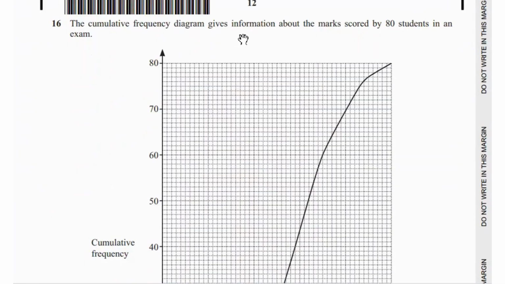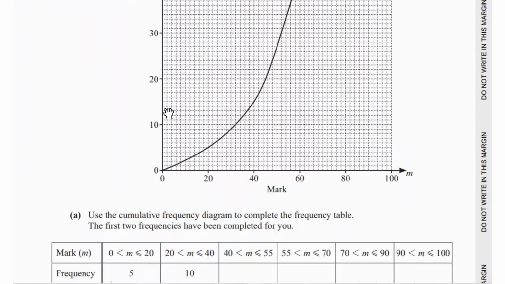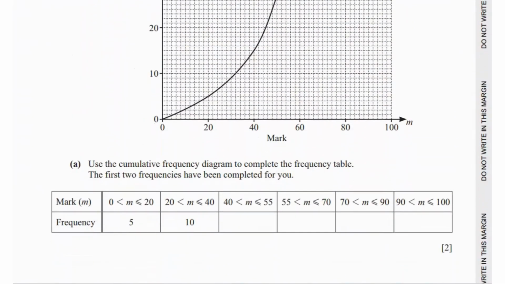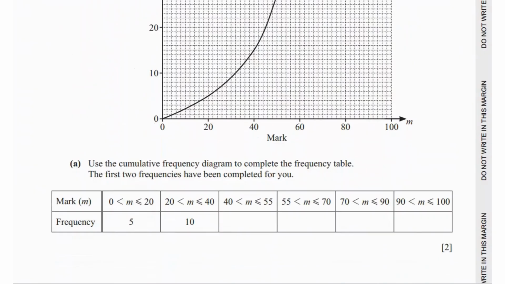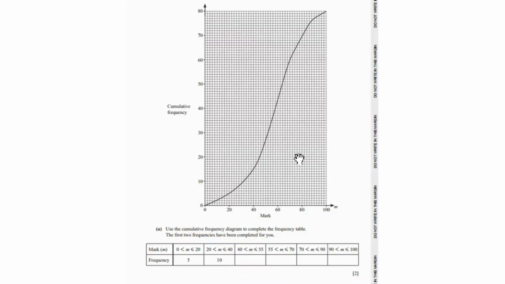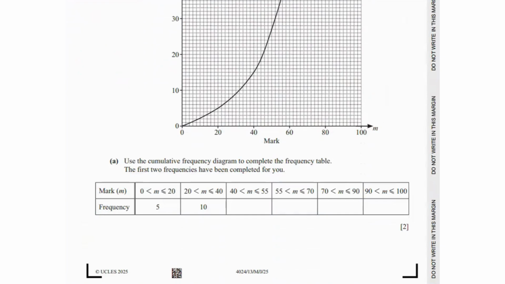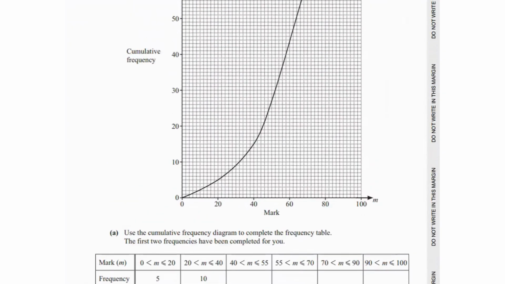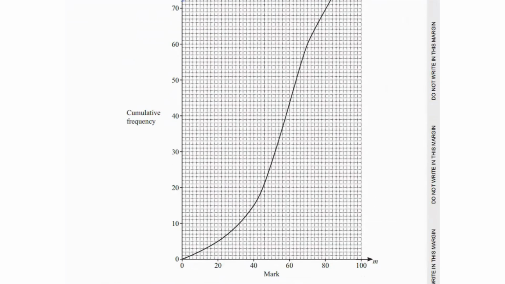Then the cumulative frequency diagram gives information about the marks scored by 80 students in an exam. Use the cumulative frequency diagram to complete the frequency table. The first two frequencies have been completed for you. With the cumulative frequency graph, we take the maximum value of the intervals, and the y value is the cumulative frequency. So we will write down the maximum values of our intervals first. So that's 55, 70, 90, and 100.